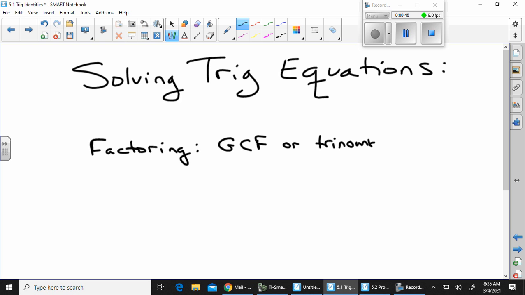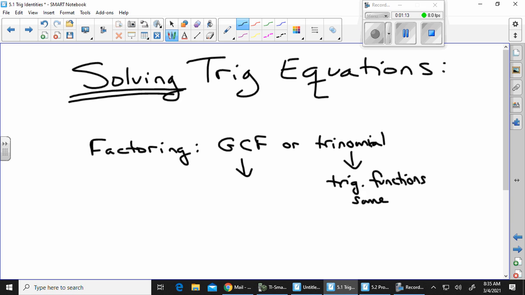Now, with greatest common factor, can you take something out? Trinomial, make sure that all your trig functions are the same. So you can't factor a trinomial with an x squared and a y. So your trig functions have to be the same. So think of just how do I solve? I get the thing that I'm trying to find on a side by itself, but if it's more than just to the first power, I'm going to have to do some factoring.